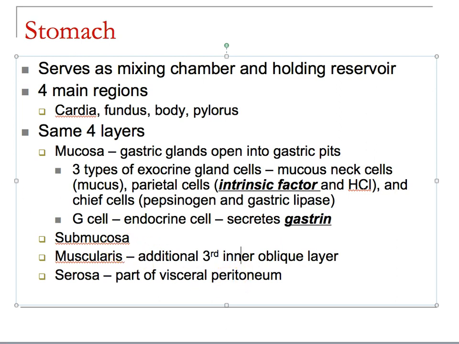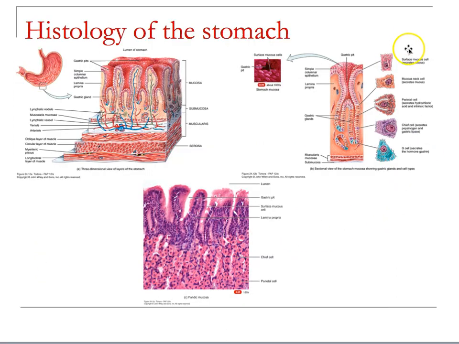Okay, so here's the cells I wanted to show you. Remember, these are the same thing you see inside your textbook. Here are the mucosal cells. Mucosal neck cells make mucus as well. And here are those parietal cells. They're actually going to make hydrochloric acid. Here are those chief cells that secrete pepsinogen and gastric lipase. And here are the G cells way down here. They actually make the hormone gastrin.